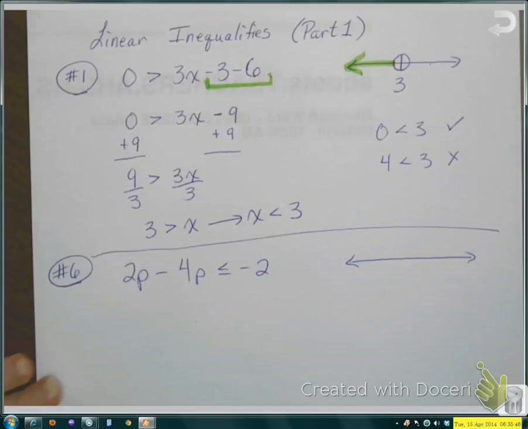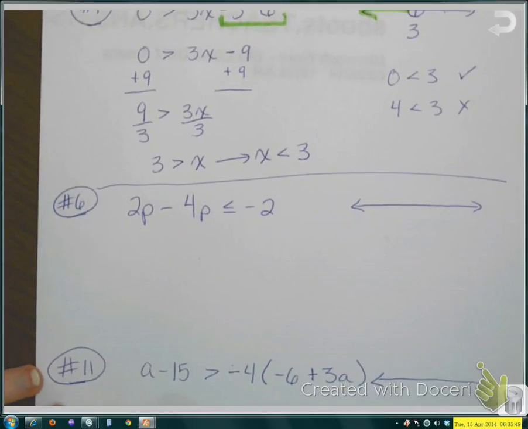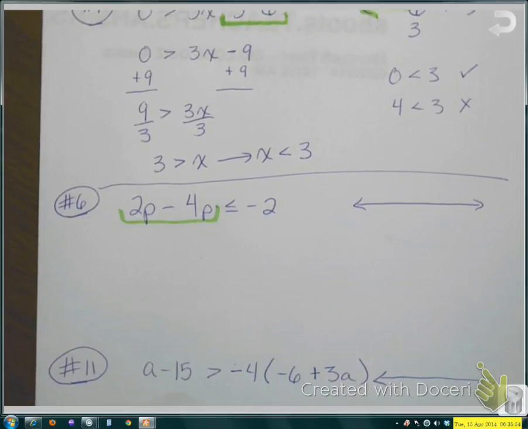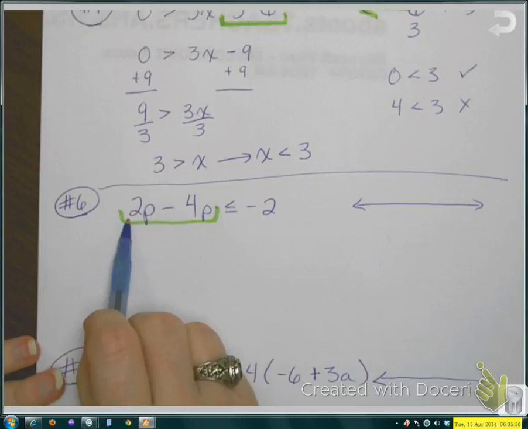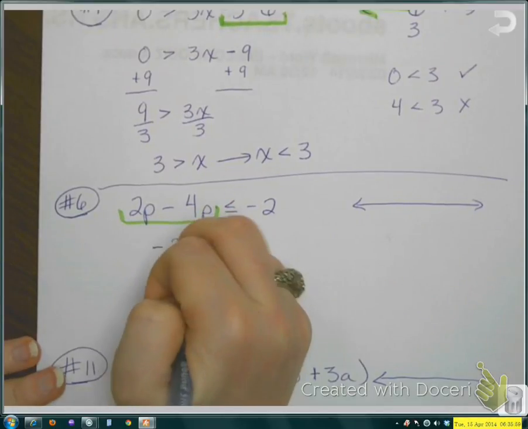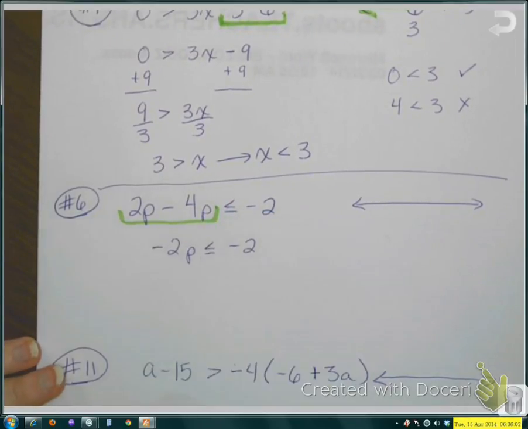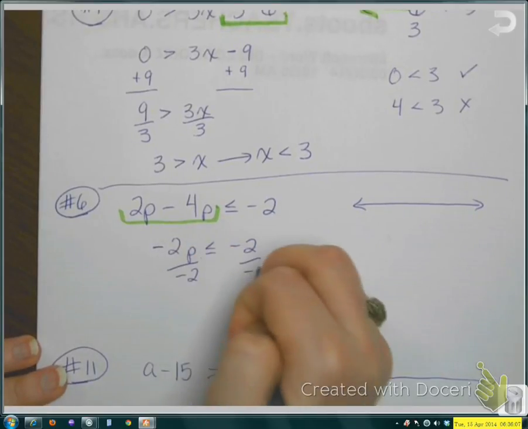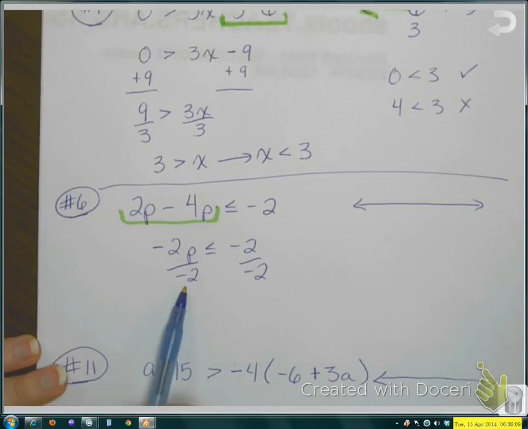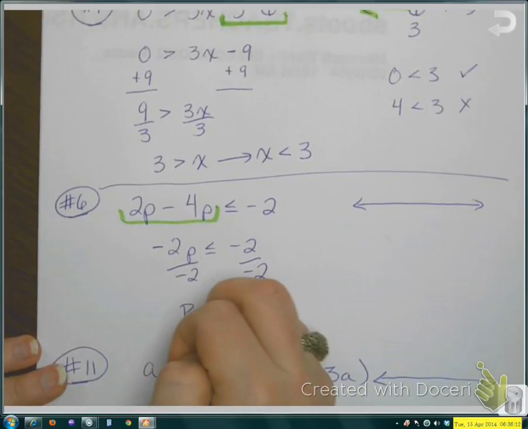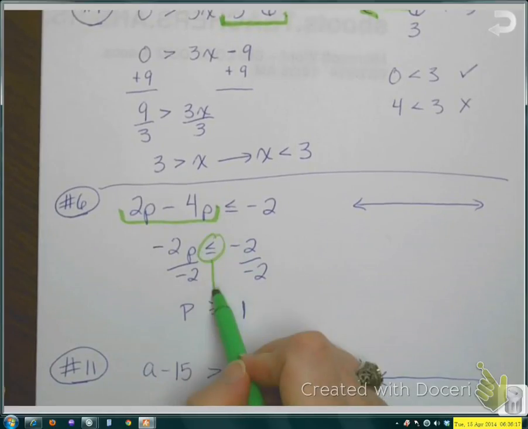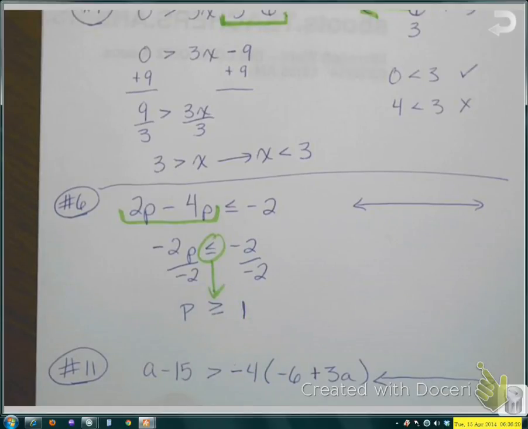Number 6. Same thing. First thing I'm going to do is combine like terms, do any simplification that I can, just like you normally would when you're solving for a variable. So 2 minus 4 gives me negative 2p, less than or equal to negative 2. Just like the last time, I'm going to divide by the coefficient, negative 2. Only this time, I'm dividing by a negative. When you divide by a negative, you have to flip the inequality symbol. So I'm going to make a special note here. We flip the inequality symbol because we divided by a negative. Negative 2 divided by negative 2 is 1.